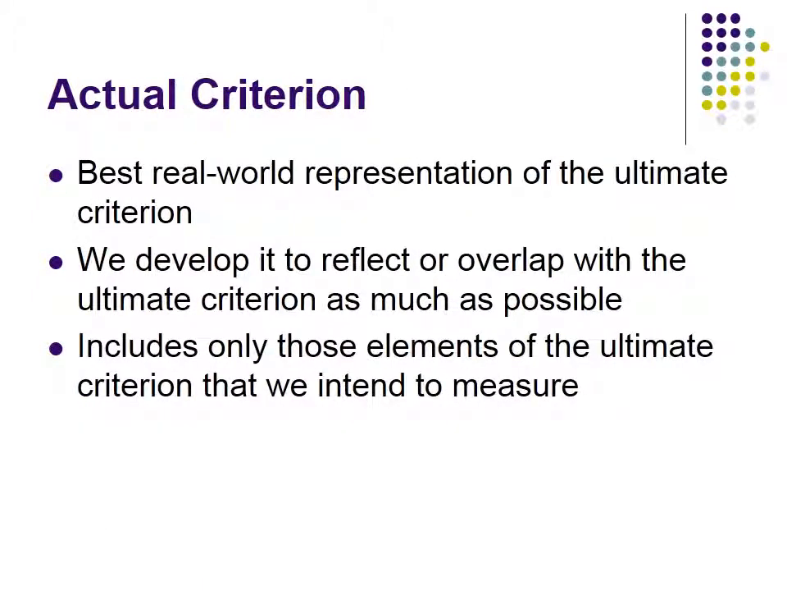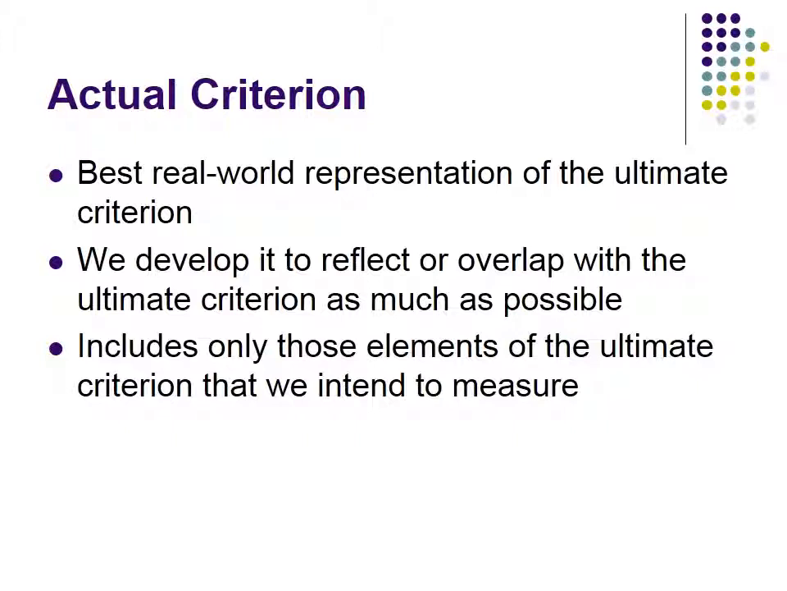So the actual criterion is our best real-world representation of the ultimate criterion. Again, we're trying to capture as much of that ultimate criterion as we can in the actual methods we're going to use to measure performance. It's the best real-world representation that we can get, and generally we're striving to make our actual criterion as close to the ultimate criterion as possible. But when it says real-world representation, what that refers to is that this isn't just about trying to come up with the very best possible statistical measurement of performance.